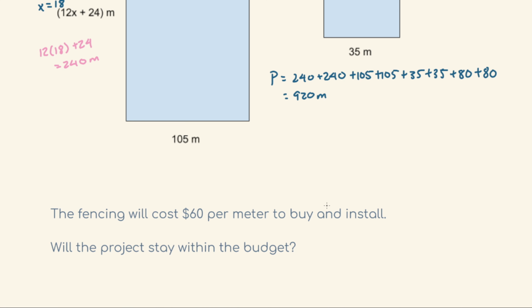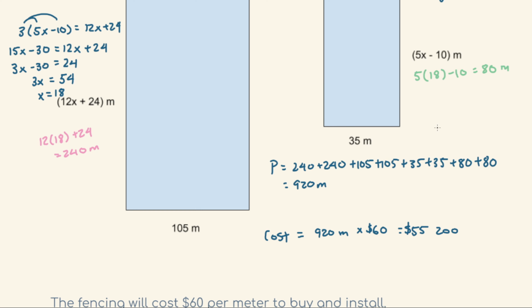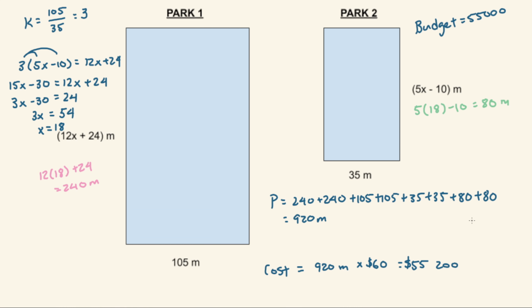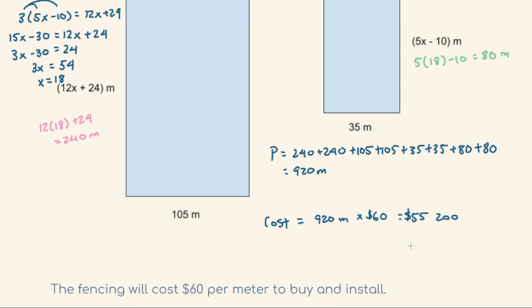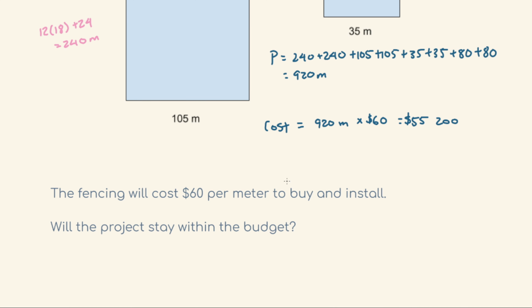Now that we know that the total length around both parks is 920 meters, we have to go back down here, and we know the fencing costs $60 per meter. So the cost is going to be equal to 920 meters times that $60 per meter. 920 times 60 is going to come out to $55,200. And let's look at the budget again. It was $55,000. Oops, we went over by $200. So the project will not stay under the budget.